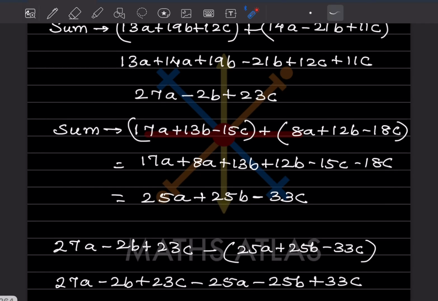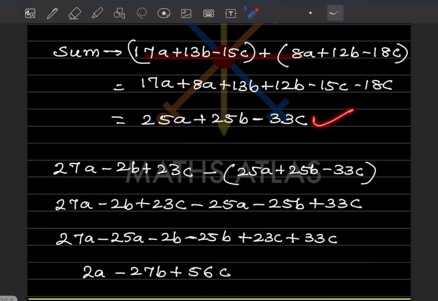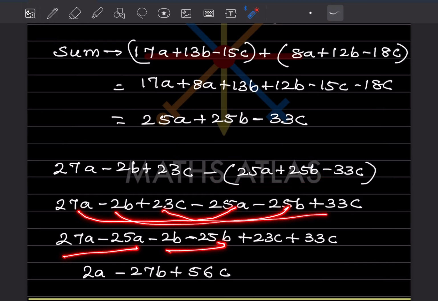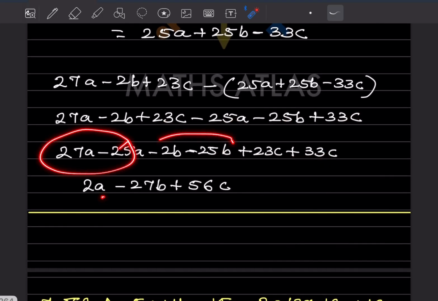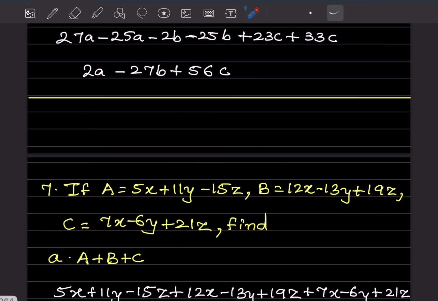the sum of this one. So this will be here. Again, the bracket is important because it's a minus sign. So this thing will be the same, minus 25a minus 25b, and this is going to be plus 33c. So bring the like terms together. So this is going to be 2a minus 27b, and this is going to be plus 56c.